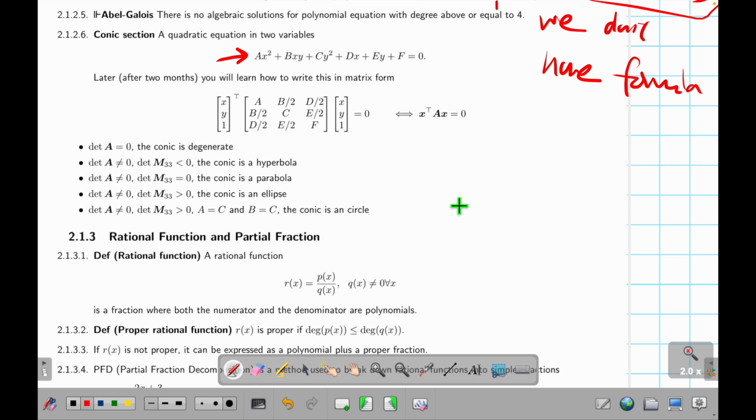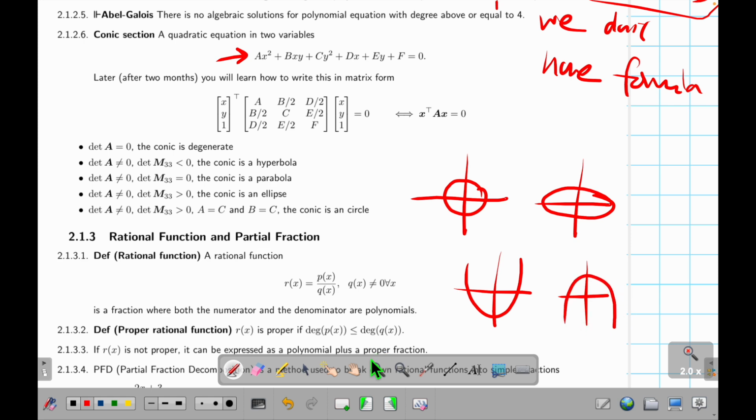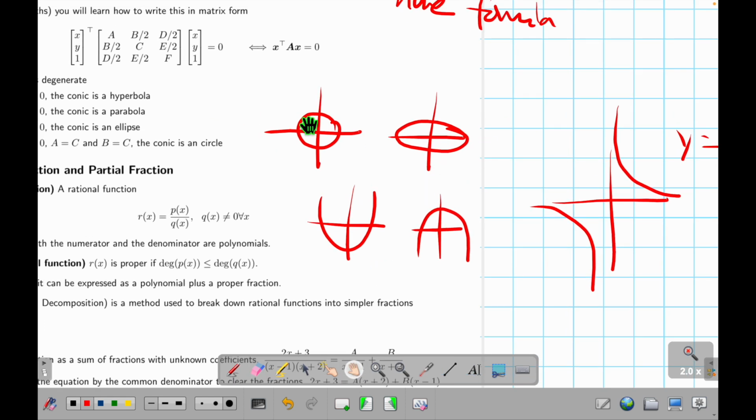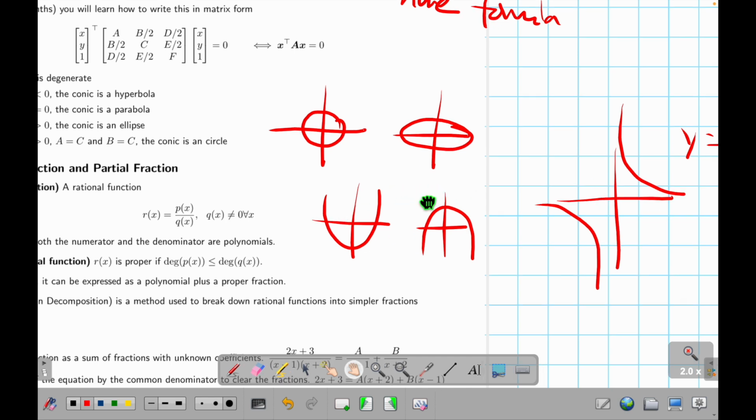And basically, it's saying that you can either have a circle, ellipse, or parabola, like this, okay? And you can also have a hyperbola. So it means something like this, okay? y equals 1 over x is an example of a hyperbola, okay? So these are the 1, 2, 3, 4. These are the 4 types of things you can see, okay?